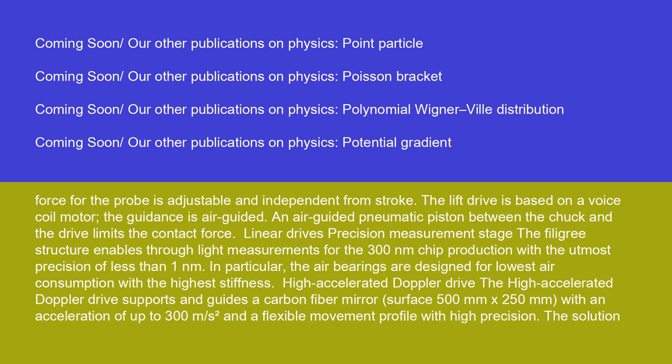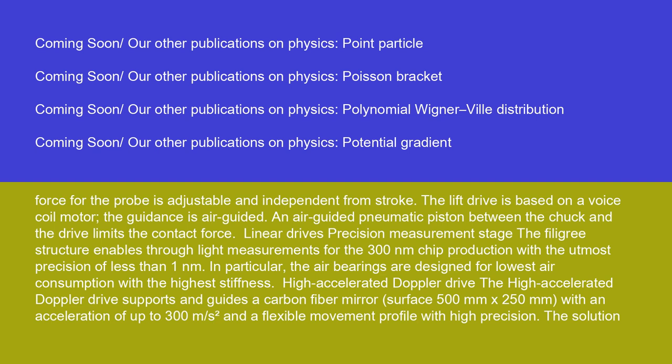Linear drive's precision measurement stage. The filigree structure enables through-light measurements for the 300 nanometer chip production with the utmost precision of less than 1 nanometer. In particular, the air bearings are designed for lowest air consumption with the highest stiffness.